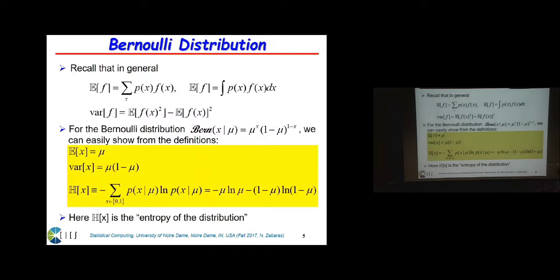As I mentioned, you don't have to memorize this, but when you start using this often enough, you will know that the mean of the Bernoulli distribution is mu and the variance is mu times 1 minus mu. And then you get this very nice form for what we call entropy, that we'll discuss later on, that some of you, especially from physics, may recognize from the statistical mechanics context.